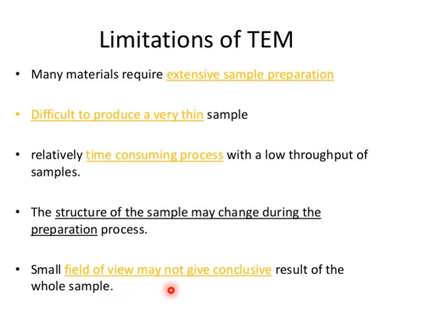Small field of view cannot give the conclusive result of the whole sample. Small field of view means only a portion of the material we can see, and the whole sample cannot be visible. Only a portion of the sample can be visible in the STEM.